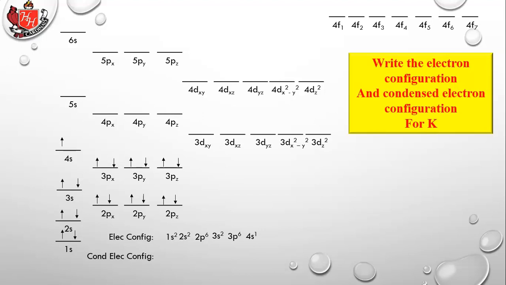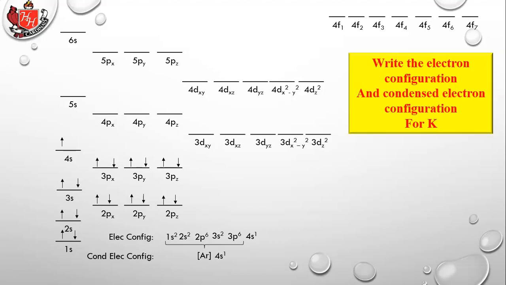But remember what we said? We said everything through that 3p6 represents a noble gas, and that's argon. So the condensed electron configuration is simply to put the abbreviation for argon, Ar, in square brackets, and then write the 4s1 after it, and bam, you're done. That's the condensed electron configuration.